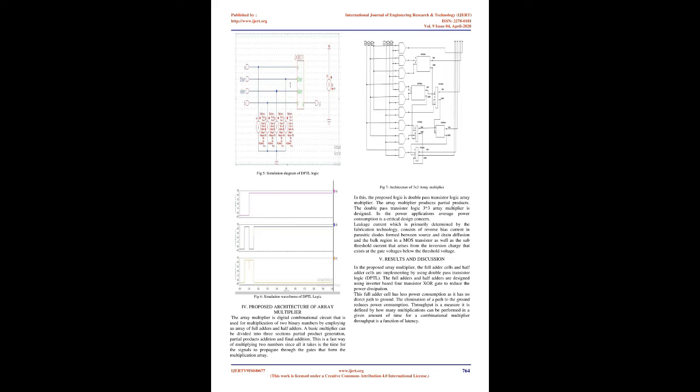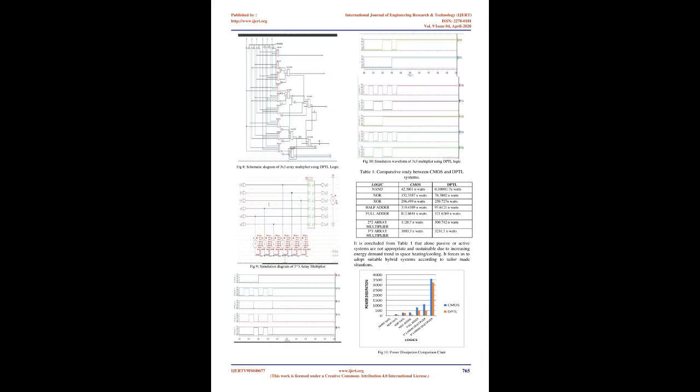Fig. 4, Structure of the double pass transistor logic, DPTL. A double pass transistor logic, DPL, EXOR gate is shown in the above figure. In this double pass transistor logic EXOR gate, we have 4 inputs and 1 output. Actually, we have 2 inputs and also consider the complements of the inputs, so in total we have 4 inputs.